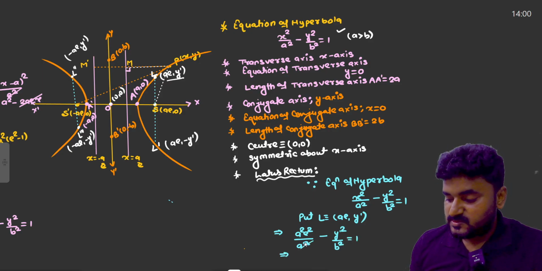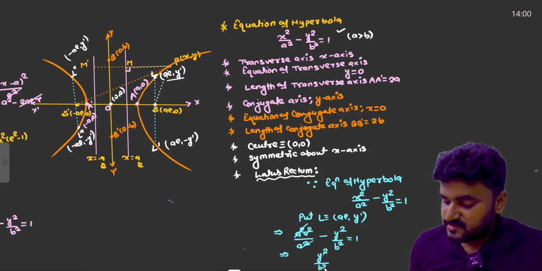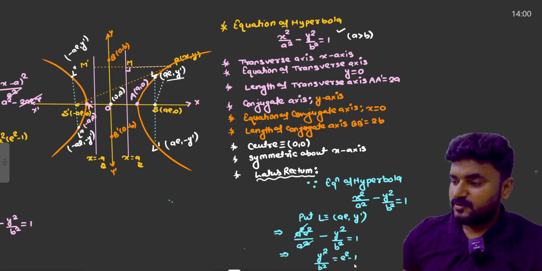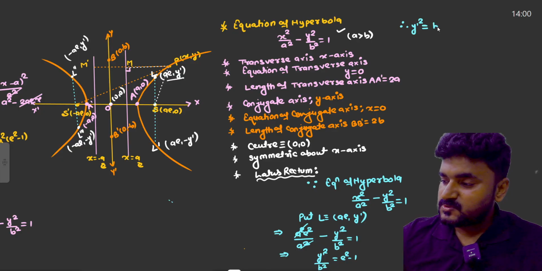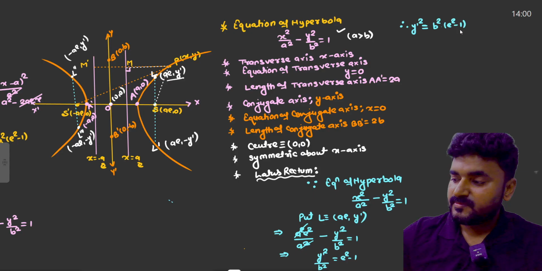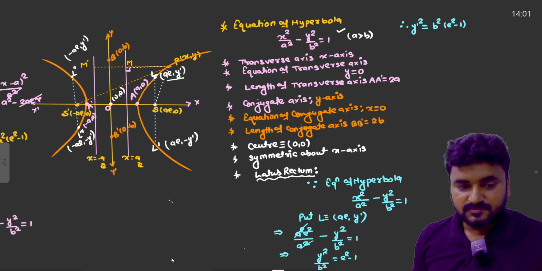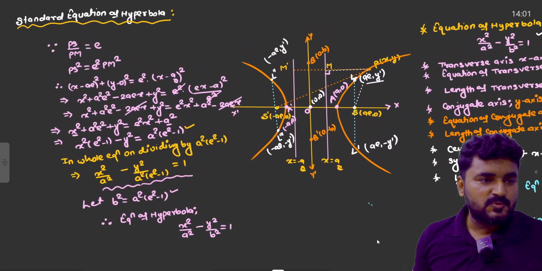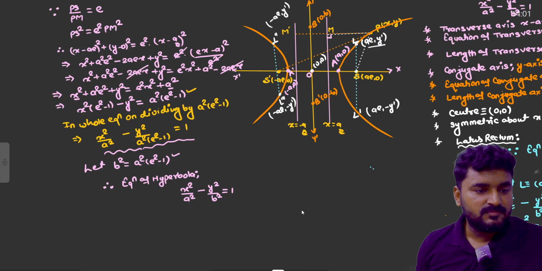So this a square will be cancelled and I can see that y dash square by b square equals e square minus 1. Therefore, I got y dash square equals b square into e square minus 1. And some time ago we have written that b square equals a square into e square minus 1.